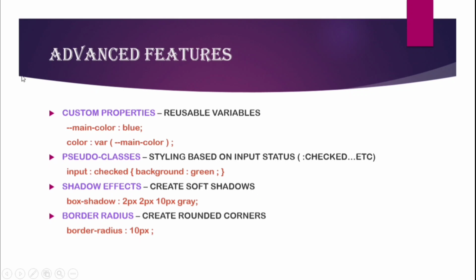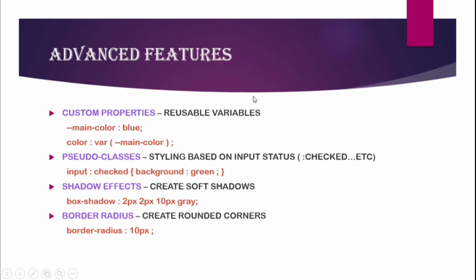Tick mark means that you have clicked on that particular button. Then we check for that checked button, and set the background equal to green. I have clicked that button, so automatically the background will change into green color. This is nothing but the pseudo classes. Styling based on input status, whether it is checked or not checked, whether it is yes or no. Based on that we can change the colors also.